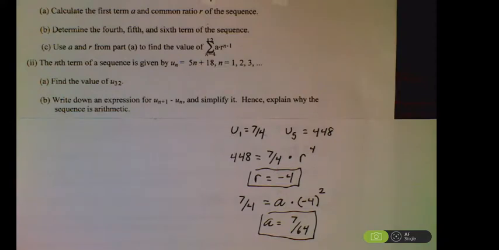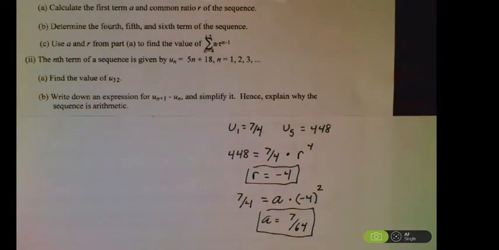Now write down an expression for this and simplify it. Explain why it's arithmetic. So what this notation is really telling you is, notice this is just n, and that's n plus 1, which means whatever that term is, that would be the next term in the sequence. When something is arithmetic, you can always subtract any term minus the previous term to figure out the common difference in an arithmetic pattern.